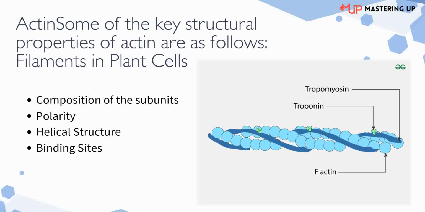Second is polarity. They are polar in nature with separate barbed, which is positive, and pointed, which is also known as negative ends. The third property is helical structure. The arrangement of G-actin subunits causes actin filaments to form a helix. The fourth property is binding sites. They have binding sites for several regulatory proteins affecting their stability and dynamics.